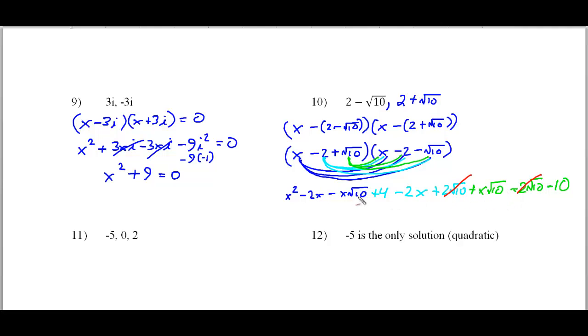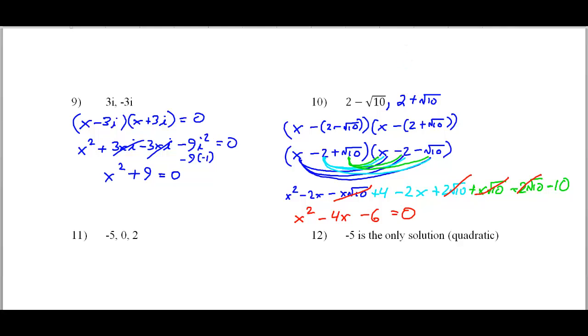Those simplify out. Also, you'll see that there is a negative x square root of 10 and another x square root of 10, and those simplify out, leaving me with x squared, there's no other x squareds to combine, minus x and minus 2x and minus 2x, which makes minus 4x, and then we have a plus 4 and a negative 10, which makes a negative 6 equals 0. This, if I use my quadratic formula, will give me the answers written up above for problem 10. Woo, that was a little bit of algebra workout, wasn't it?